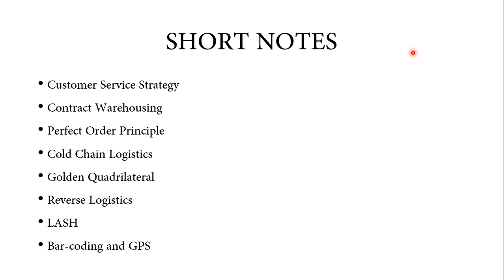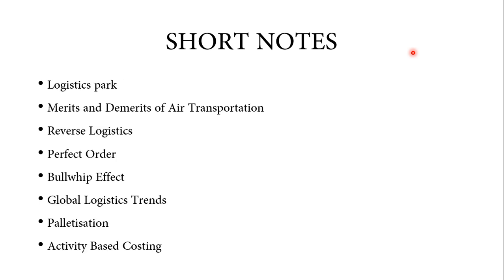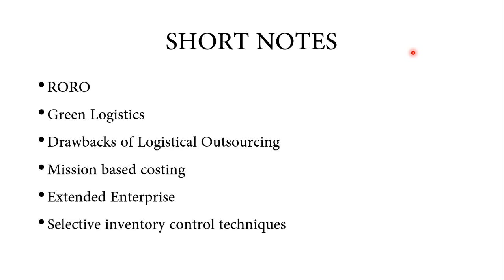So all these, few of them are purely different questions, but others have been repeated in the long answers also. Next, what is logistic park, merits and demerits of air transportation, reverse logistic, perfect order, bullwhip effect, okay, global logistic trend, palletization, activity based costing, that's ABC. Again, multiple questions already repeated in the long answers. Okay, next is RORO, green logistic, drawbacks of logistic outsourcing, mission based costing, that is MBC, extended enterprise, selective inventory control techniques. Again, very important topics.